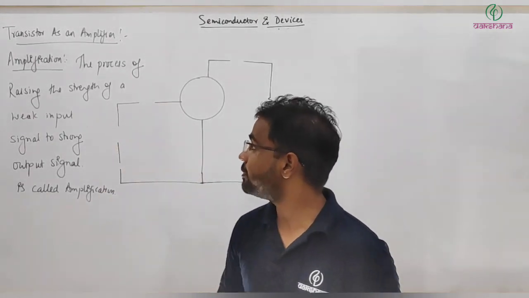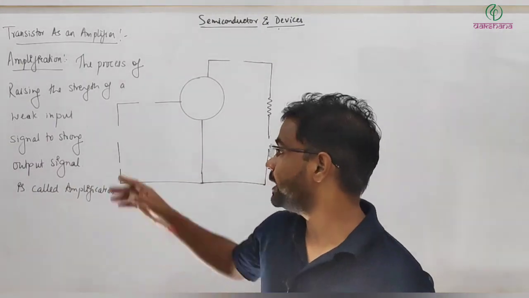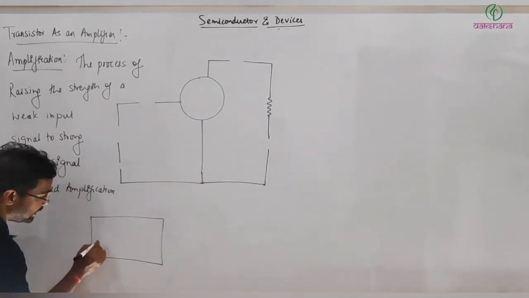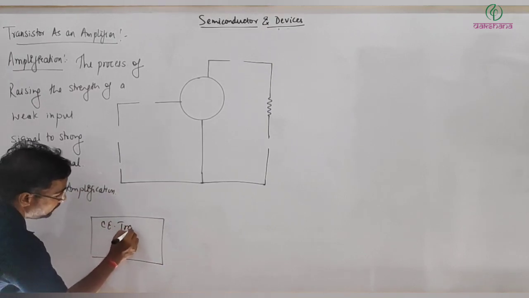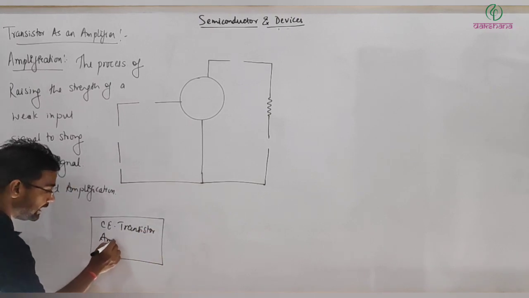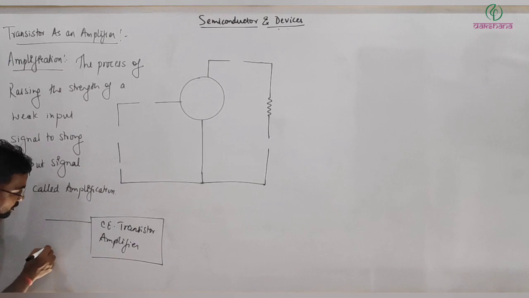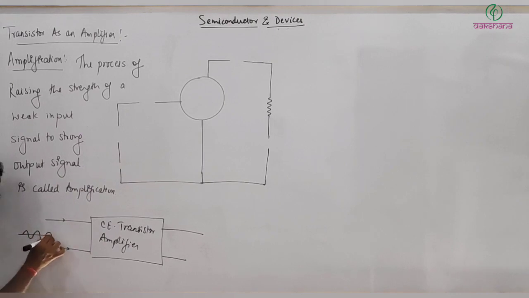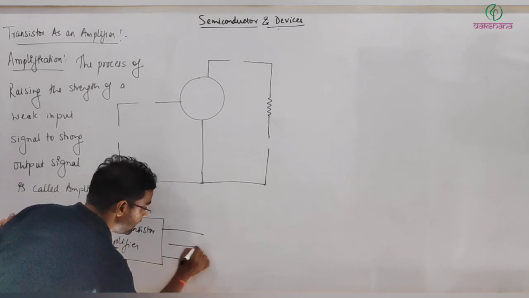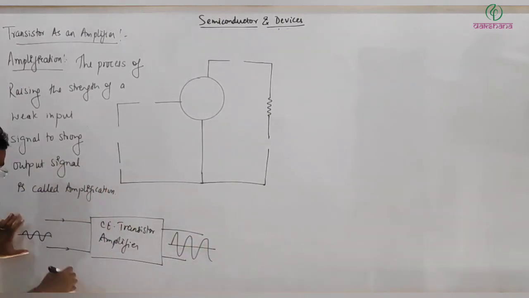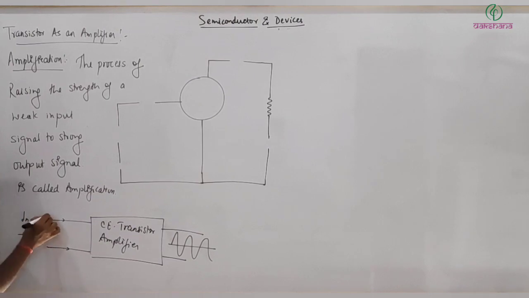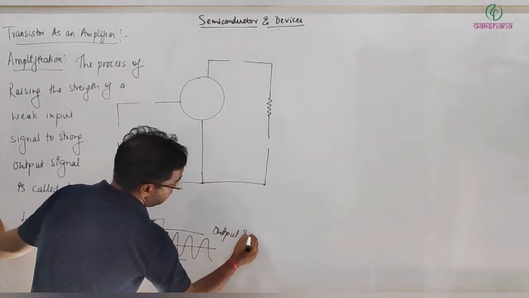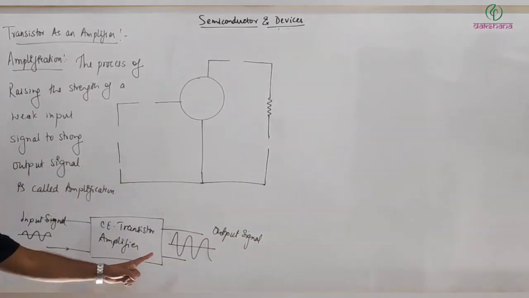Amplification is the process of raising the strength of a weak input signal to a strong output signal. In this situation, let's say a common emitter transistor is working like an amplifier. We give input to it and we get output. Let's say here we have one signal whose strength is less. Here this is the input signal, and here we are getting the output signal. You can see the strength of the output signal is greater.